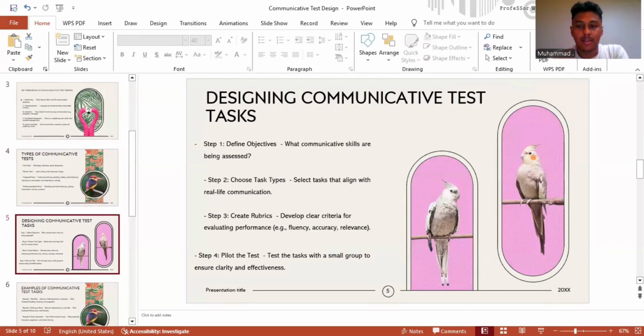Designing communicative test tasks. Step 1: define objectives. What communicative skills are being assessed? Step 2: choose task types. Select tasks aligned with real-life communication. Step 3: create rubrics. Develop clear criteria for evaluating performance. Pilot the test. Test the task with a small group to ensure clarity and effectiveness.